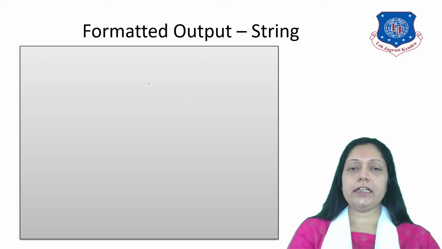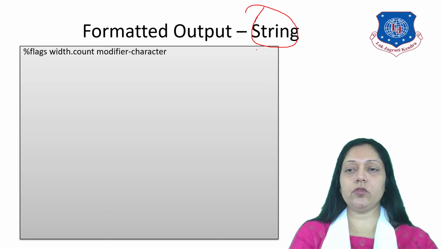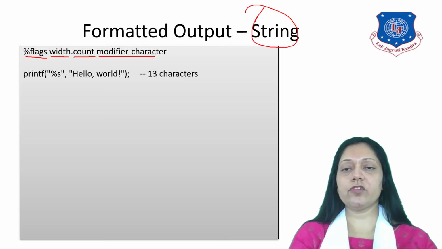Next is formatted output to a string data type. We have seen integer, we have seen float. Now the last one is formatted output applied to a string. For that we have the format as % flags width dot count. Now here it's not precision but count. Count means the number of characters you want to display onto the screen, and the modifier character for string is s.